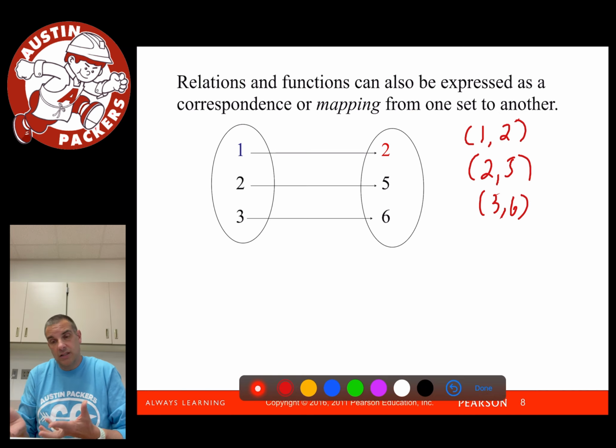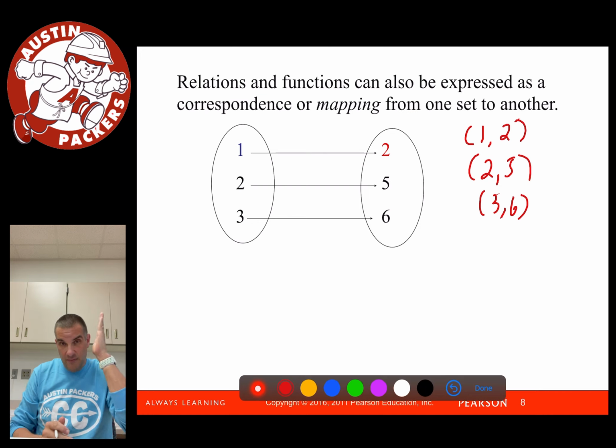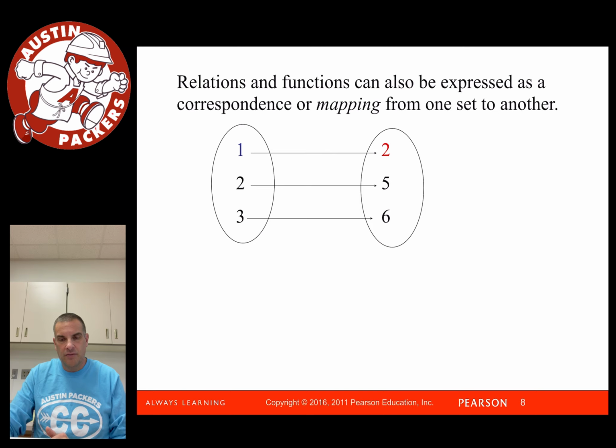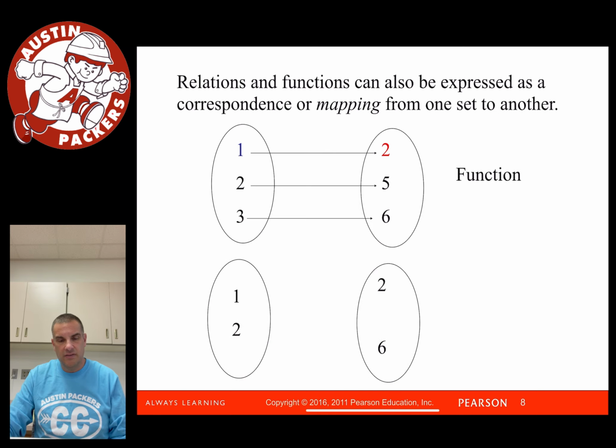We can just rewrite this as ordered pairs. And since the input value, the x value, only goes to one output value, the y value, then we can say this is in fact going to be a function. Okay, so this is a function.